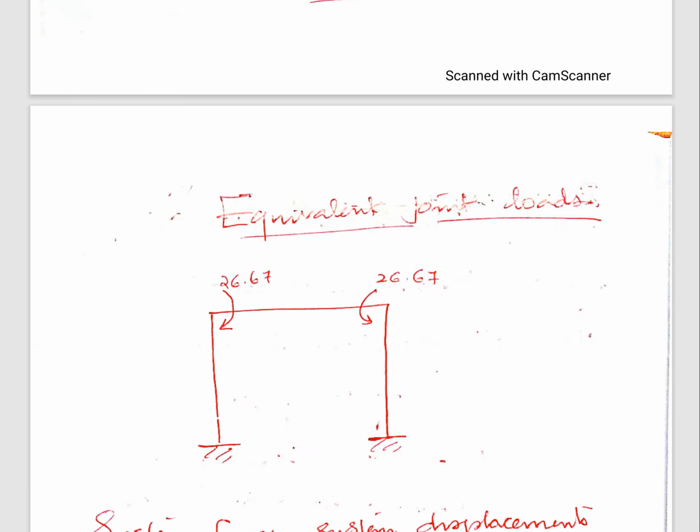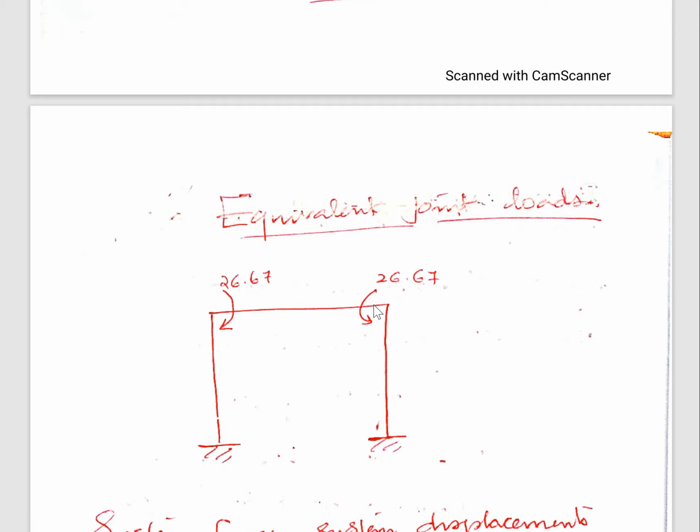So here I have marked the equivalent joint loads, and at B it should be positive, that is in the clockwise direction, because fixed end moment is negative. And at C it should be negative, that is in the anti-clockwise direction, because M of CB is positive.